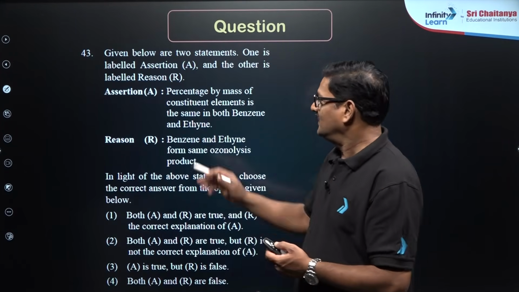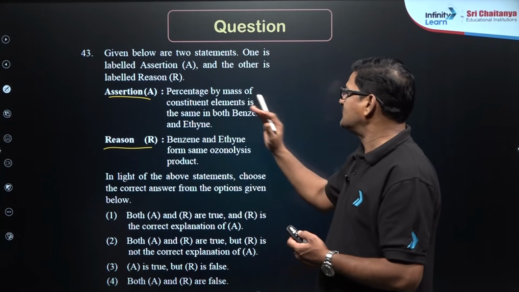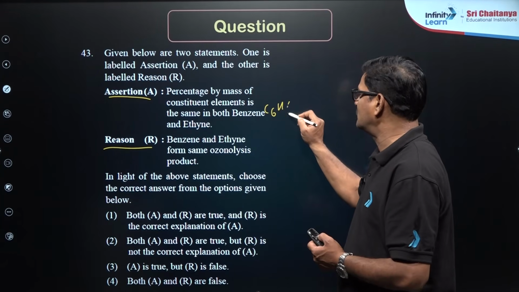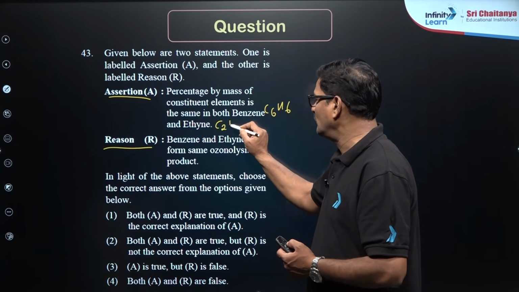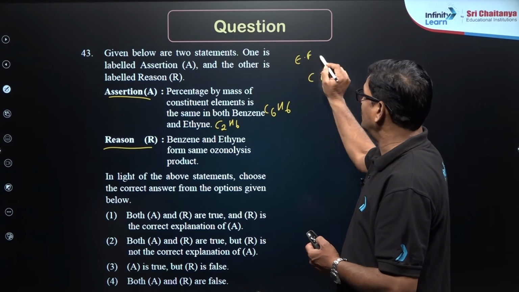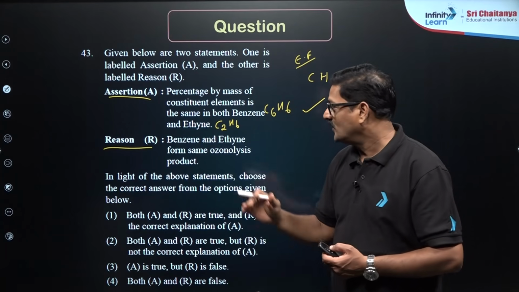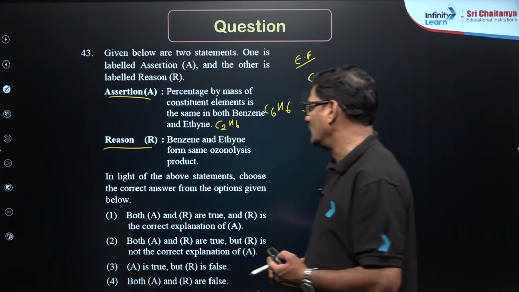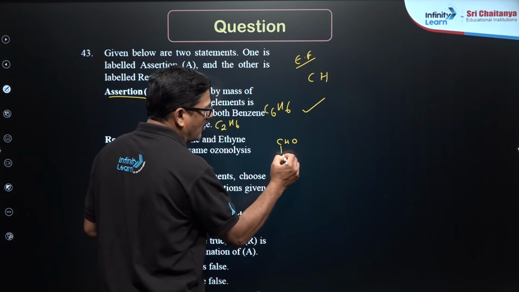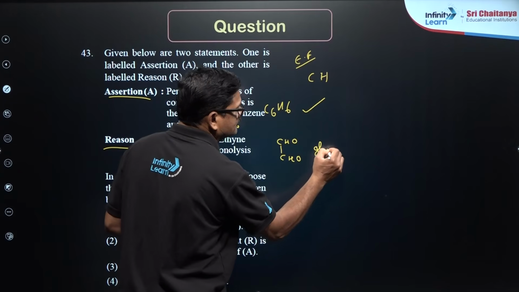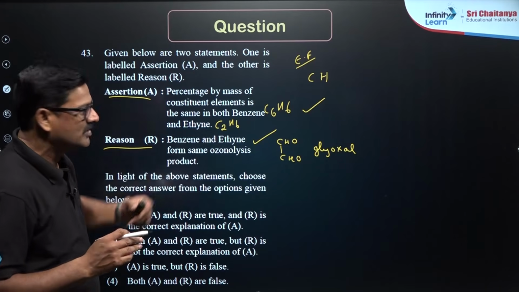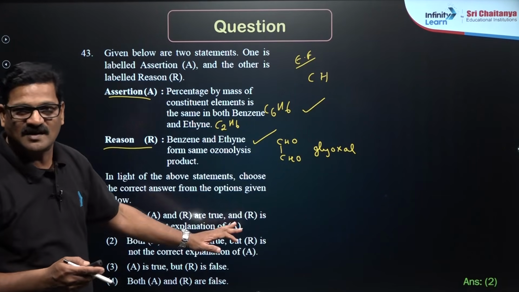Students, here is the question, assertion and reason type. Percentage by mass of a constituent element is the same in benzene C6H6 and ethyne C2H2, as long as their empirical formula is the same, their percentage mass will be the same, correct. And benzene and ethyne form the same products on ozonolysis. So on ozonolysis both are going to give you glyoxal as a product. And the reason is also correct, but the reason has no relation with the assertion, so option 2 is the correct answer for this question.